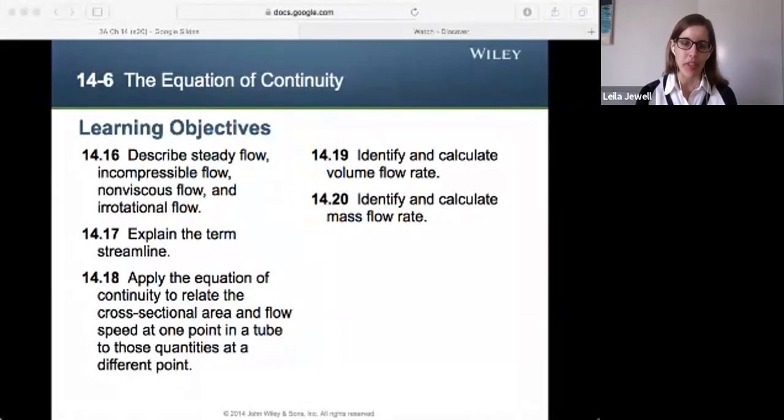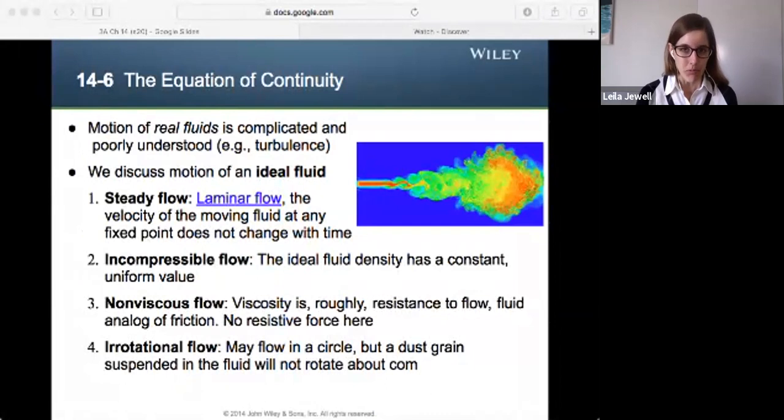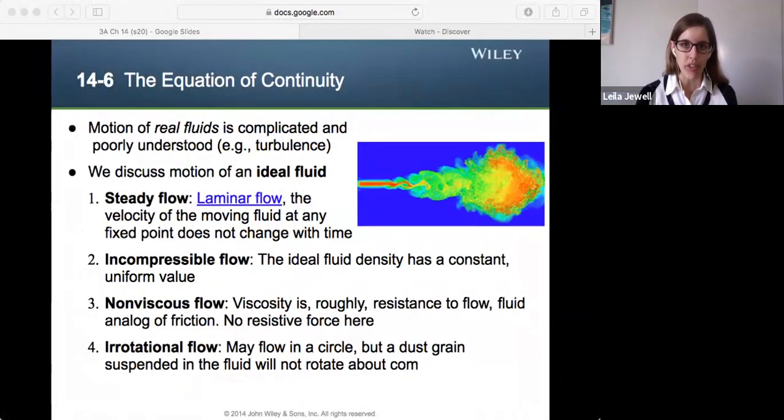Section 14.6, the equation of continuity. So first, some simplified assumptions. It turns out the motion of real fluids is complicated and poorly understood.